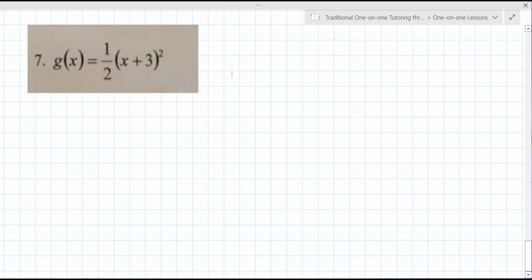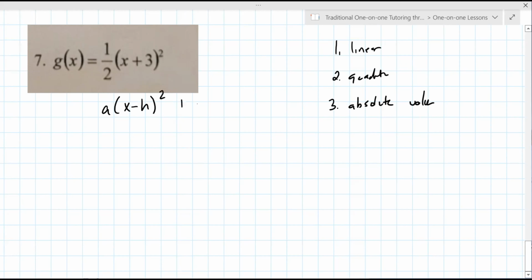Okay, so what type of graph is this? Is it linear? Is it quadratic? Or is it an absolute value? It's quadratic. And how do you know that? Because there's a square. That's it. Okay, that's all you got to say. Yeah, that's perfect.